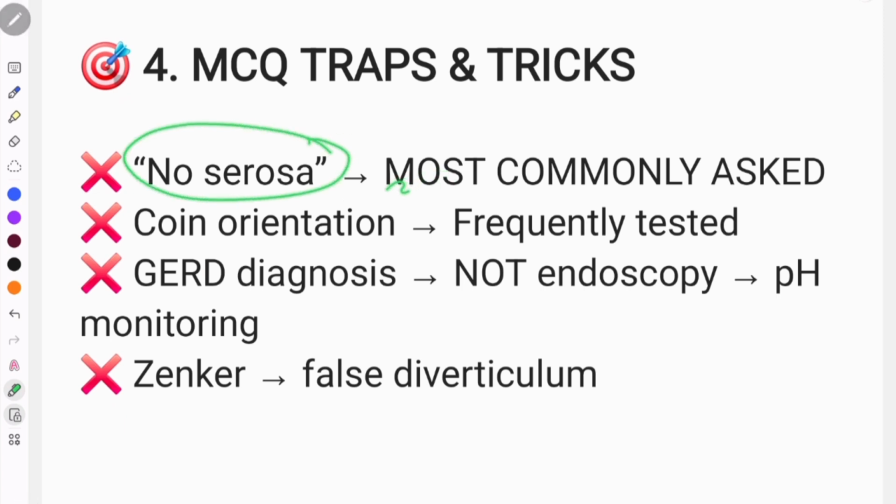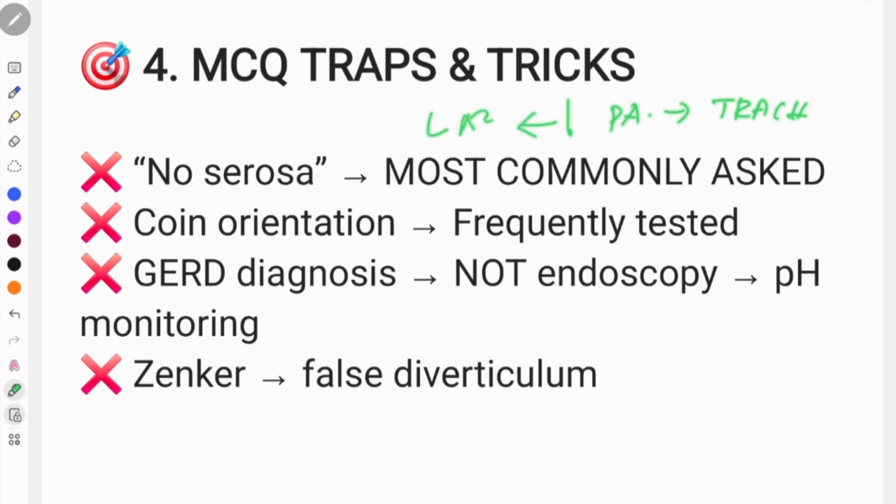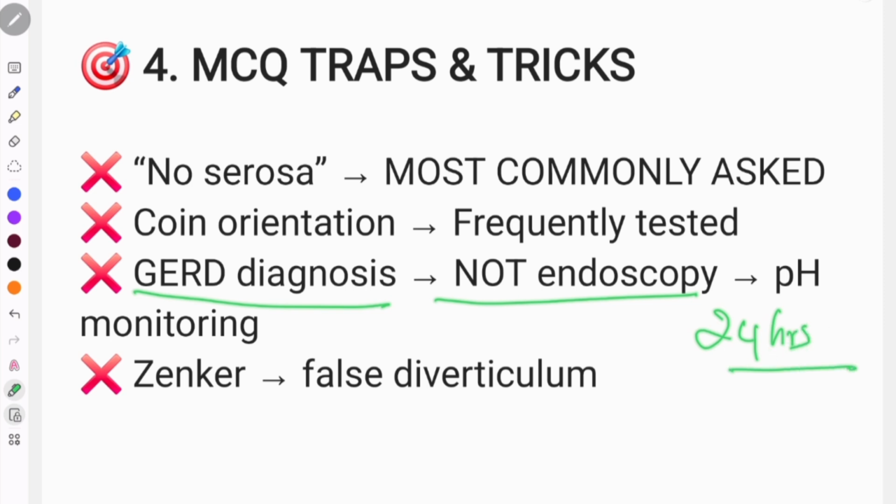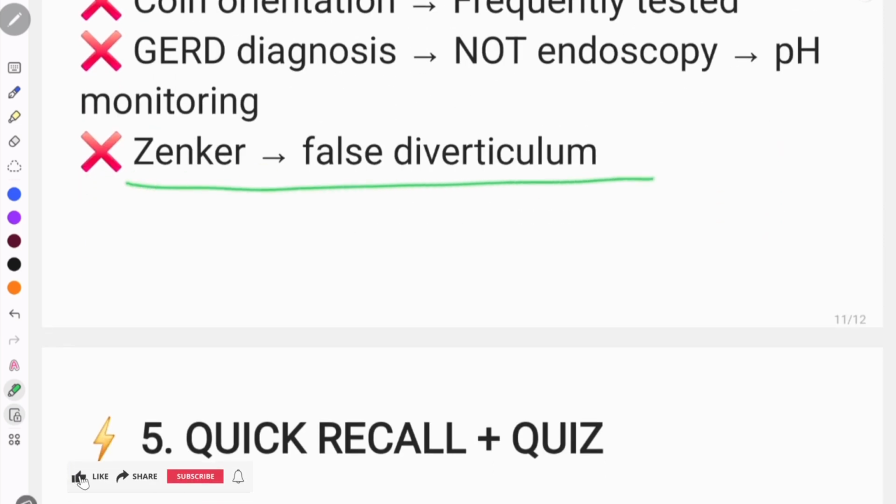No serosa is the most commonly asked MCQ-based trap. If you see no serosa, you think about the esophagus. And then coin orientation. If you see the edge in PA view, think it's in the trachea. If you see the edge in lateral view, think about the esophagus. And in diagnosis of GERD, it's not endoscopy, it's 24-hour pH monitoring. And Zenker diverticulum is also known as a false diverticulum.